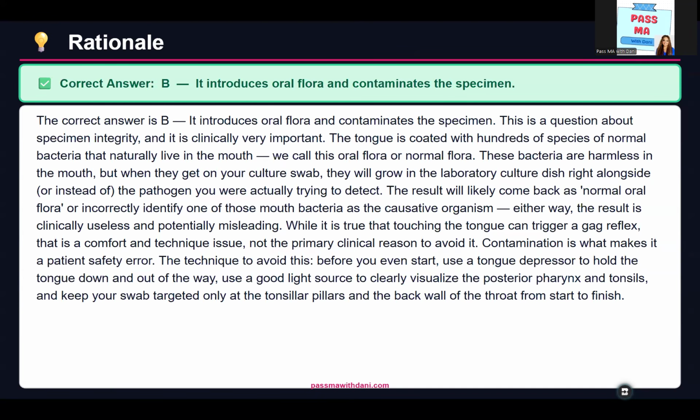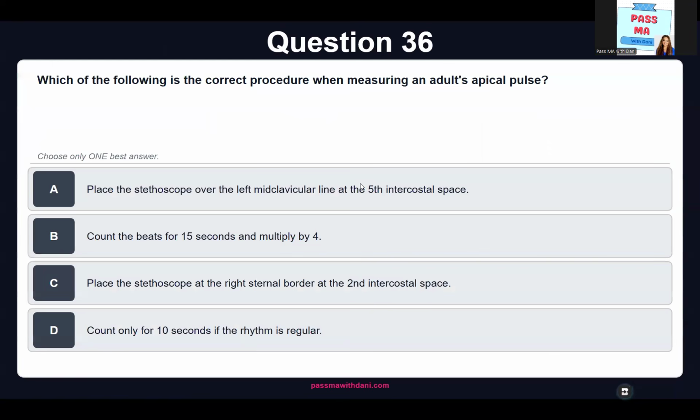These bacteria, again, are harmless in your mouth, but if they get on a culture swab, they're going to grow in the lab culture disc right alongside the pathogen that you are actually trying to detect. So the result's going to come back as normal oral flora or incorrectly identify one of those mouth bacteria as being a causative organism. So we want to make sure that our patient is not diagnosed incorrectly.